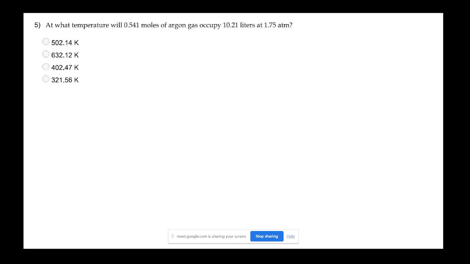To the next question, at what temperature will 0.541 moles of argon gas occupy 10.21 liters at 1.75 atmosphere? So the number of moles of argon gas mentioned here is n equals 0.541. It occupies a volume of 10.21 liters, and the pressure mentioned is 1.75 atmosphere. You want to find out temperature. So we will use ideal gas equation of state PV equals nRT.